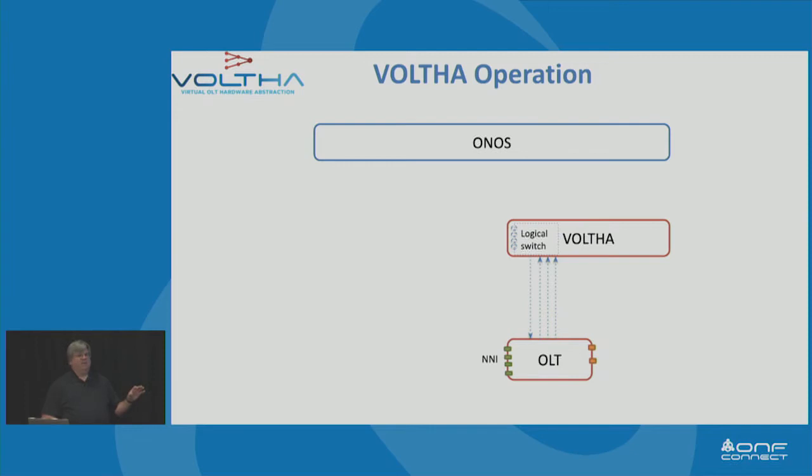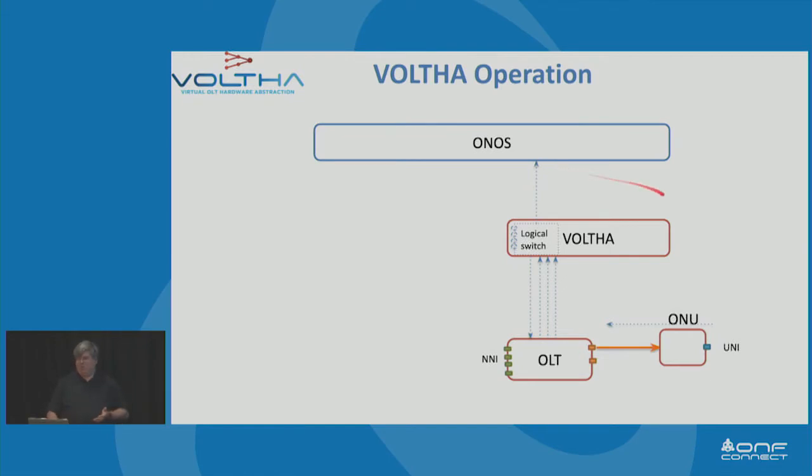And VOLTHA will build an abstraction of the OLT that includes just the NNI ports. So you can see it's taken the 4 NNI ports from there, and it's built this logical switch abstraction here that also has 4 NNI ports. And then it will inform ONOS because VOLTHA says, hey, I have a new switch. ONOS says, you know, I understand switches. So ONOS will be aware of the switch.